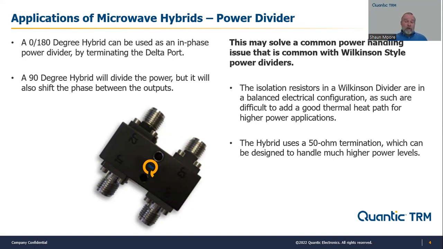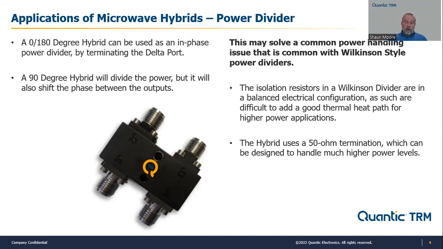In this case over here, you could put a nice hefty 50 ohm termination on the delta port, and that reflected power differential no longer becomes a thermal problem within the divider itself. So from an application standpoint, using a 0180 hybrid as a power divider is a very good application.